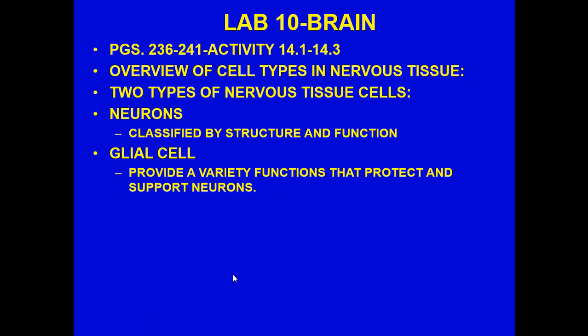In the brain, we have a variety of cell types that make up nervous tissue. The two cell types best known are neurons, which are classified by structure and function, and these are the ones that basically communicate using action potentials. Glial cells provide for a variety of functions that protect and support neurons. They do not produce action potentials, but they keep the conditions proper so that the neurons can function. Just one pointer: astrocytes, for example, which are a type of glial cell, control the amount of potassium that is in the interstitial fluid, etc.